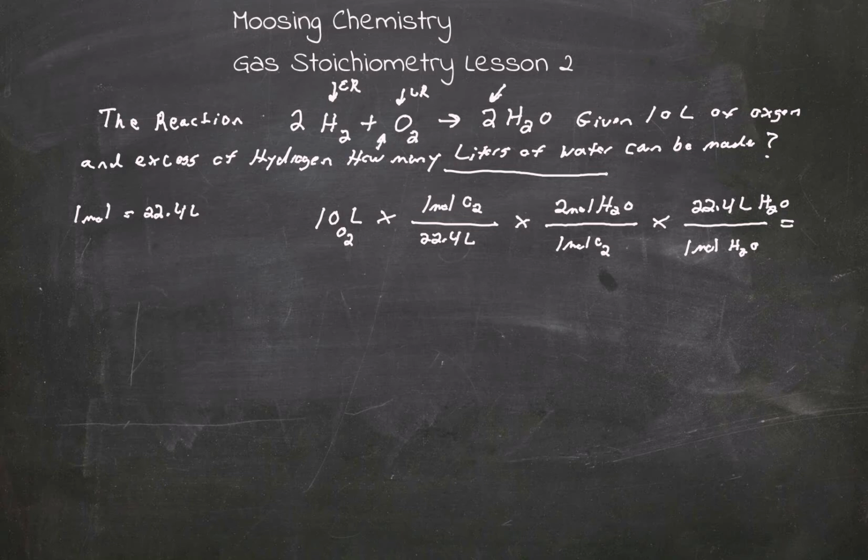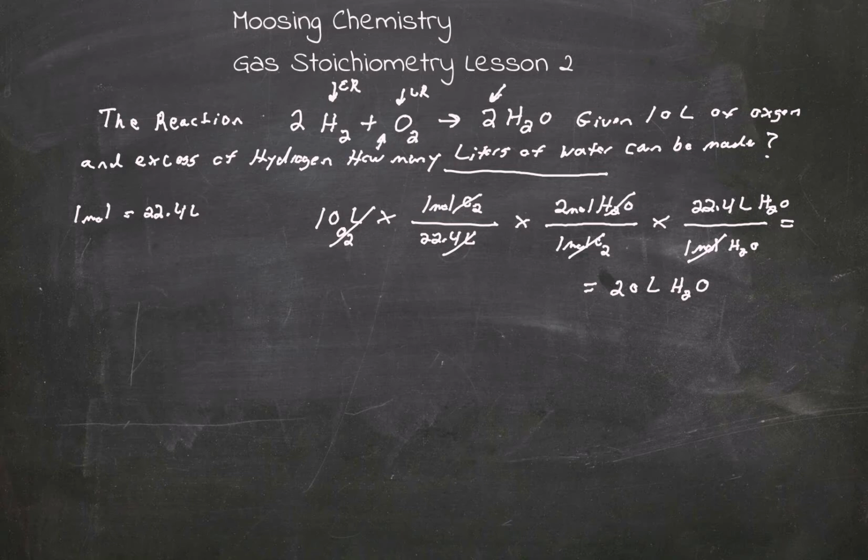So let's go ahead and plug this into our calculator. First, we cancel out our common units. Let me plug these numbers in. So it's 10 divided by 22.4, times 2, times 22.4, and that gives me exactly 20 liters of dihydrogen monoxide, or water.